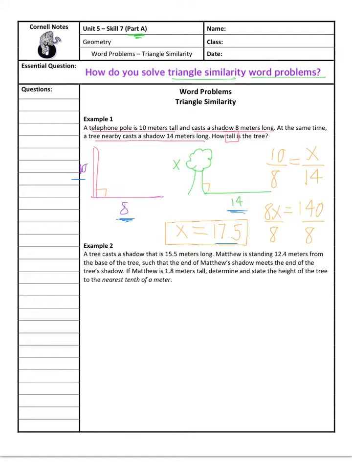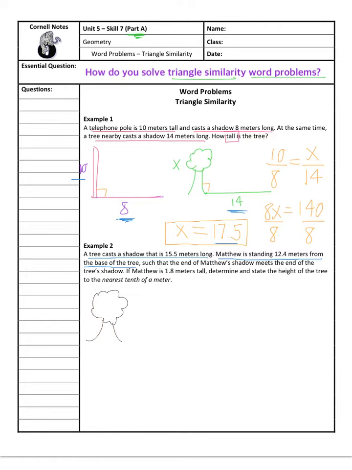All right, second example. A tree casts a shadow that is 15.5 meters long. So I know I have a tree, and it casts a shadow that's 15.5 meters long. Matthew is standing 12.4 meters from the base of the tree. So right there, I have enough information to sketch a picture. So I'm going to pause reading the rest of the question. I'm going to sketch what I know at this point. So when I have a tree, so here's my tree.